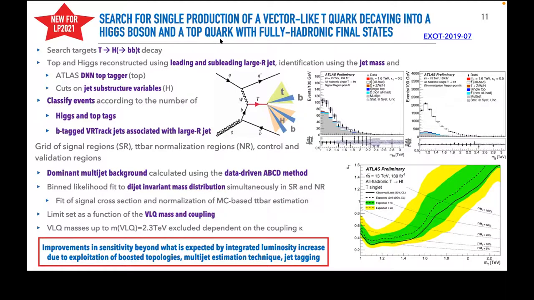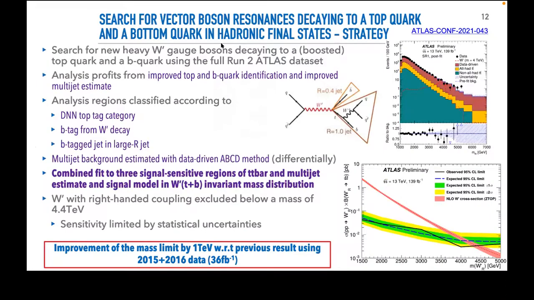So if you go to slide 12, I'm leaving now the vector-like quark searches and instead going to heavy gauge boson searches. Here's a search for a heavy W prime decaying to a boosted top and a B quark. And in this search, really, the improved top and B quark identification helped to improve the sensitivity.